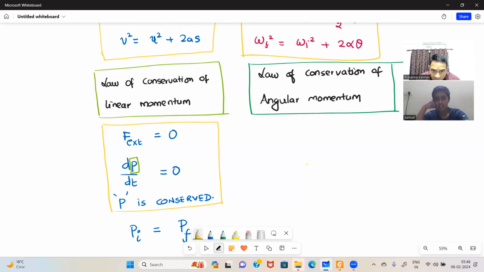See here, what is the condition here? When external force is zero, momentum is conserved. Yes or no? So what would be the condition for the law of conservation of angular momentum? If the net external force acting on a body is zero. See here, you have to match up. The moment I talk about force, what is the equivalent of force in rotational motion?